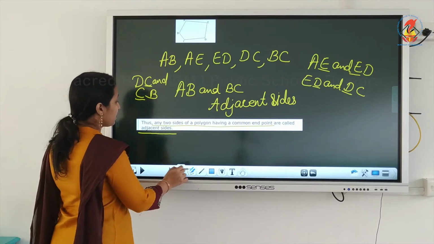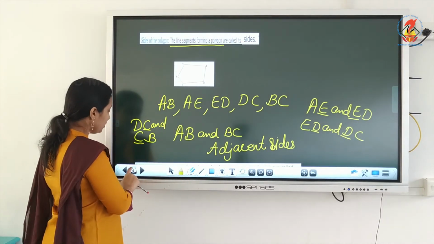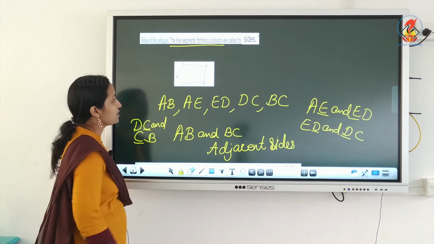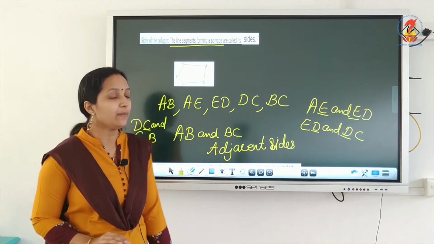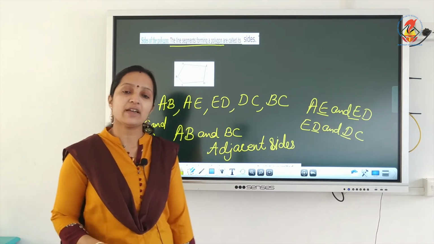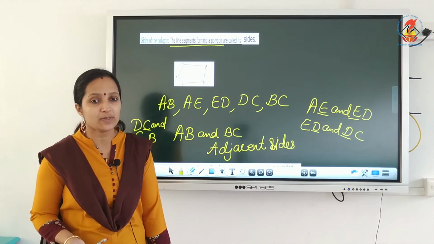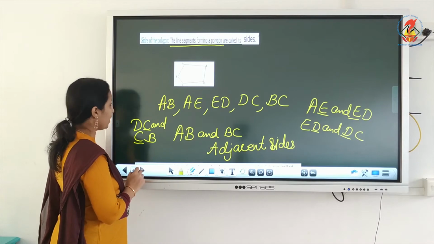So, the line segments are the sides of the polygon. What did we learn now? The line segments are the sides of the polygon. Each line segment represents a side. If two sides have a common point, we can say that those two sides are adjacent sides. I hope it's clear. Now, move to the next part.